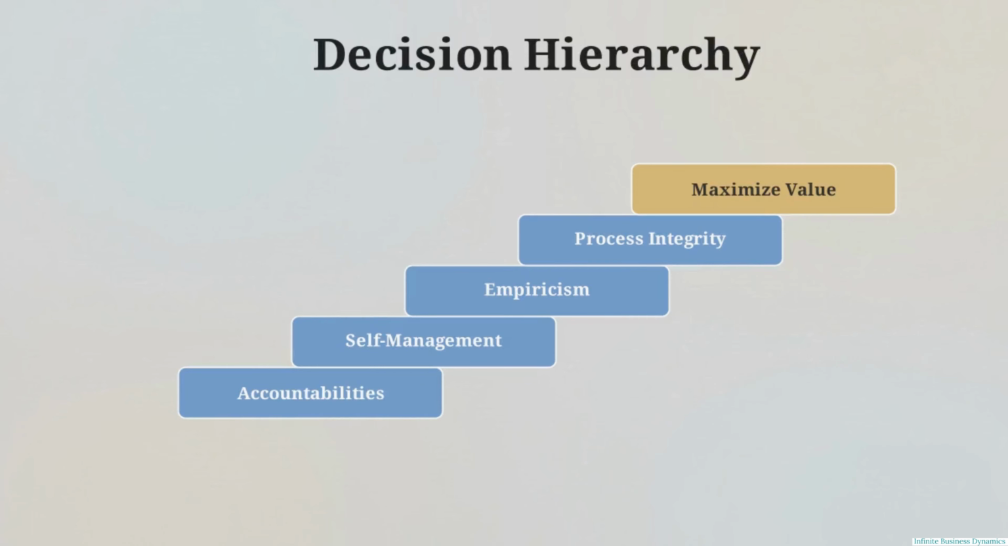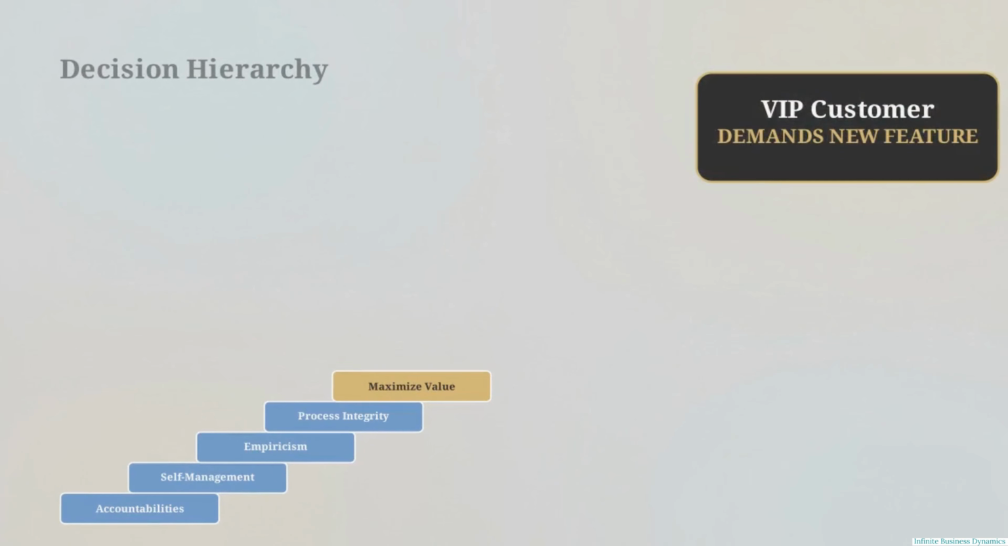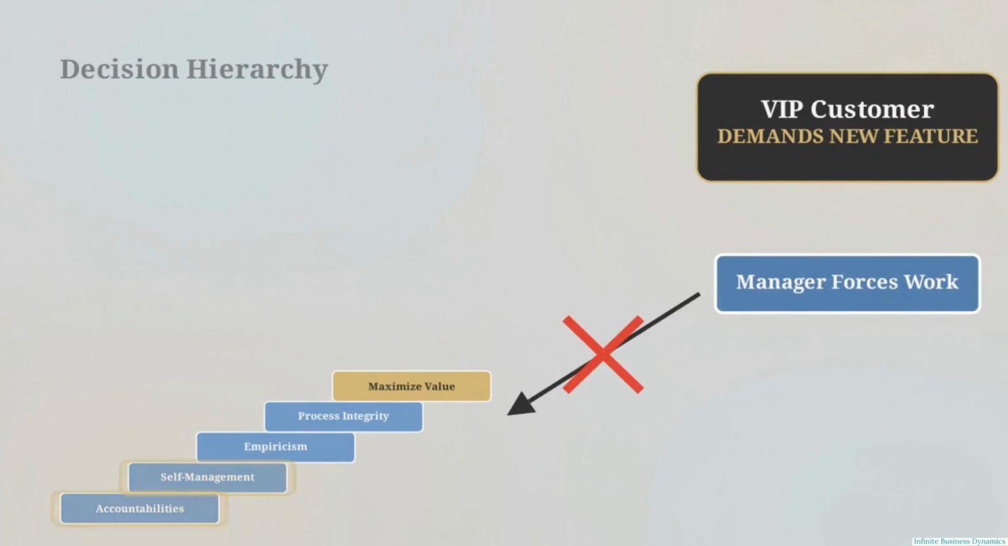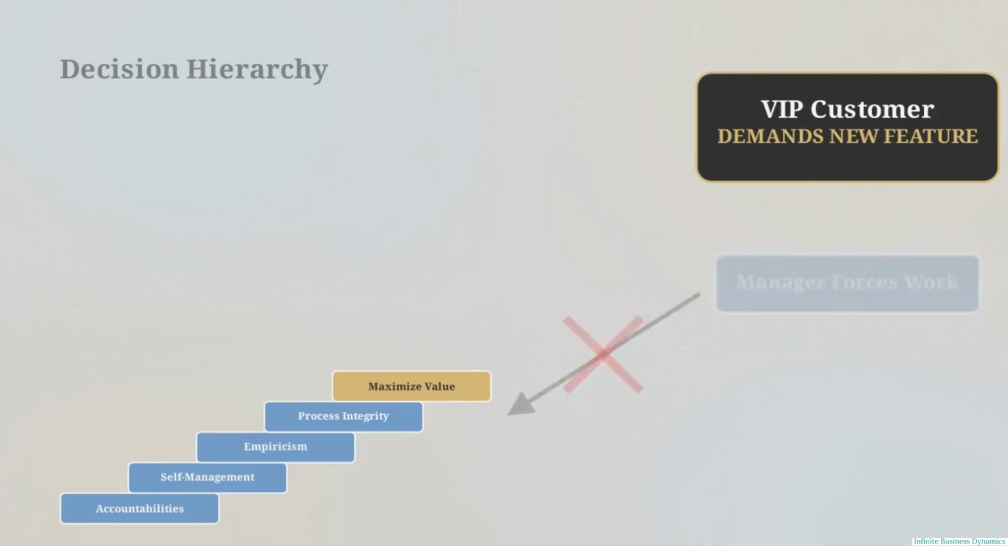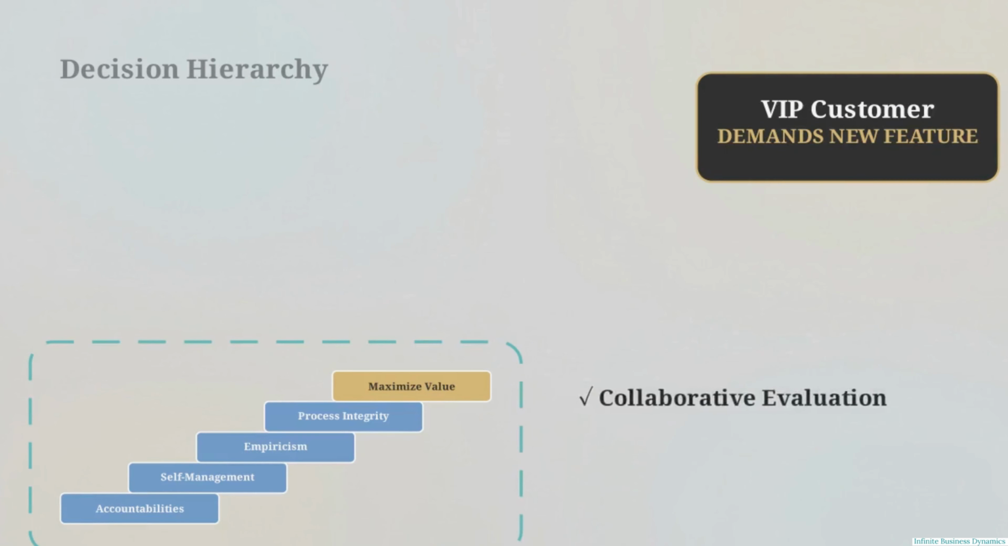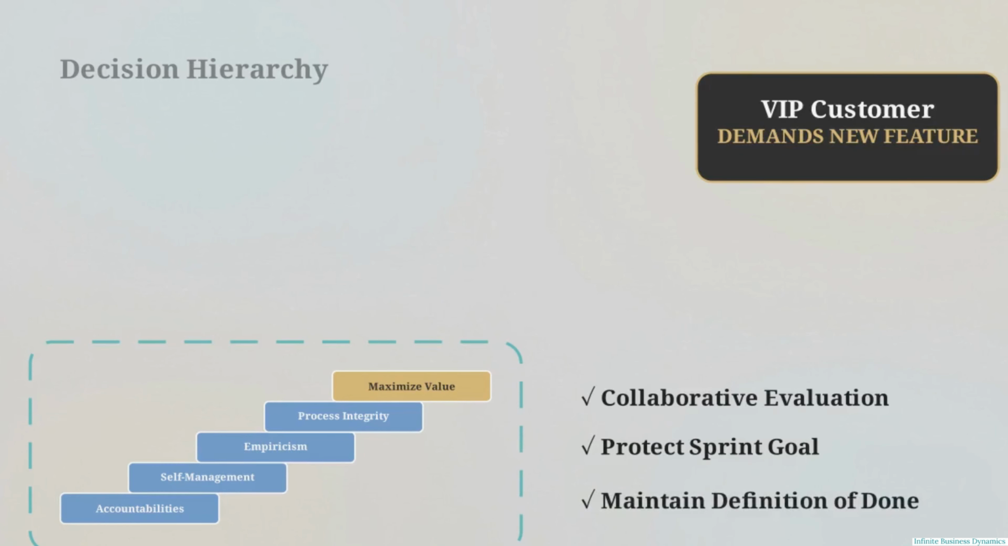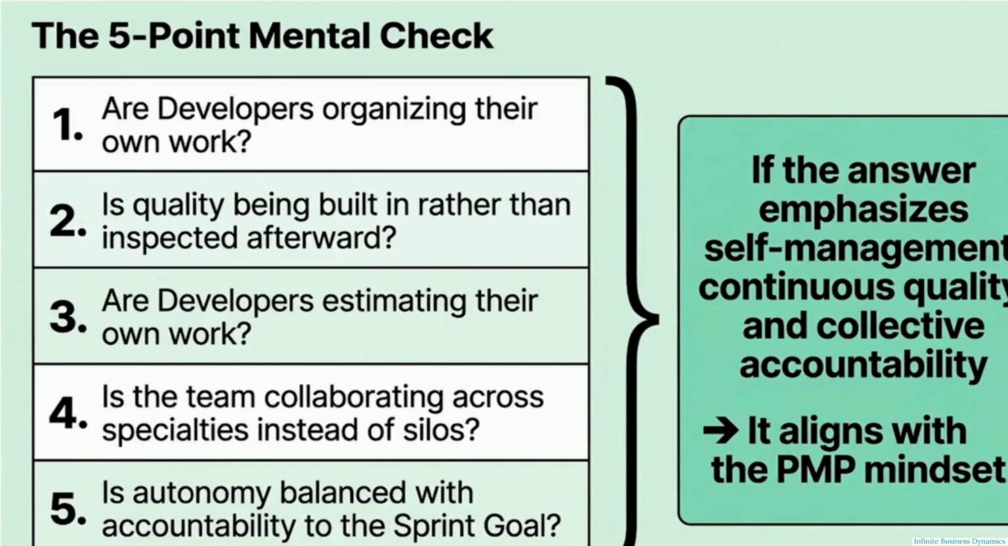Let's test it. Imagine you are midway through a crucial sprint, and a VIP customer suddenly demands a major new feature immediately. The hierarchy immediately rules out panicking or letting a manager force the work into the current sprint. Instead, it guides you to facilitate a collaborative discussion, protect the current sprint goal, and absolutely maintain the definition of done. This graphic gives you the ultimate checklist to memorize.